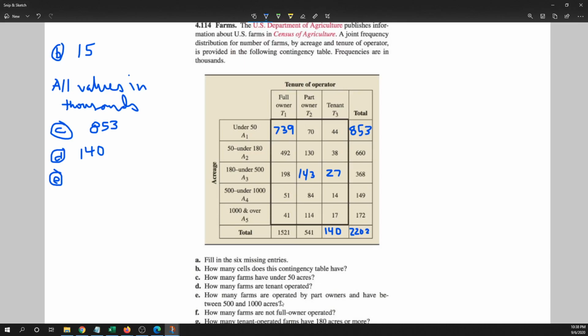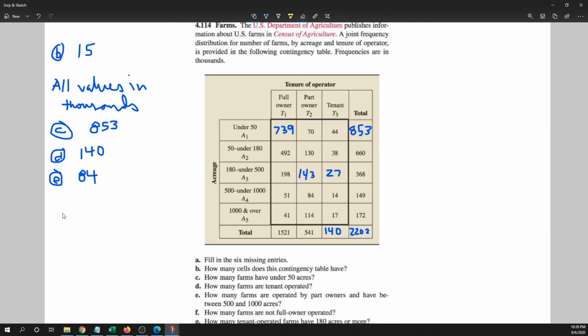All right, E, how many farms are operated by part owners and have between 500 and 1,000 acres? So this is the and of two events, right? Part owner is right here at T2, and then between 500 and 1,000. So from 500 to 1,000, and part owner. So that would be this number right in here. So 84,000, right? And that's the and of those two events.